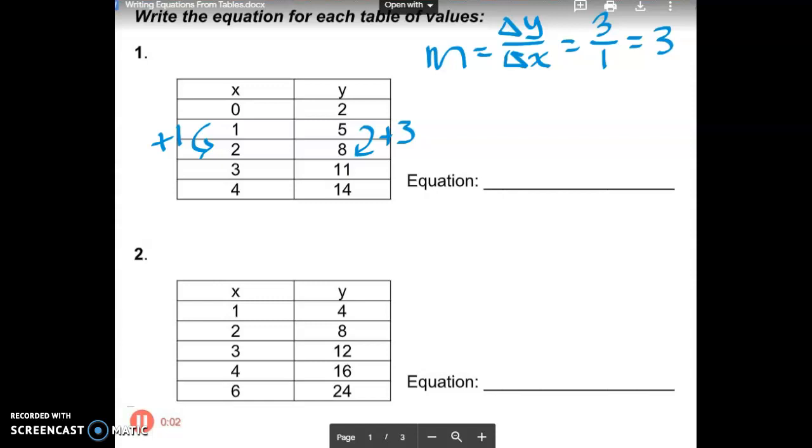Step 2, find the y-intercept. The y-intercept is going to be the y value when x equals 0. So here's where x equals 0, y is 2, so the y-intercept is just 2.